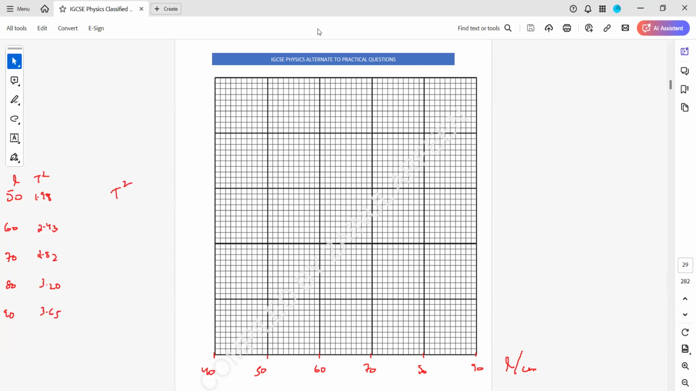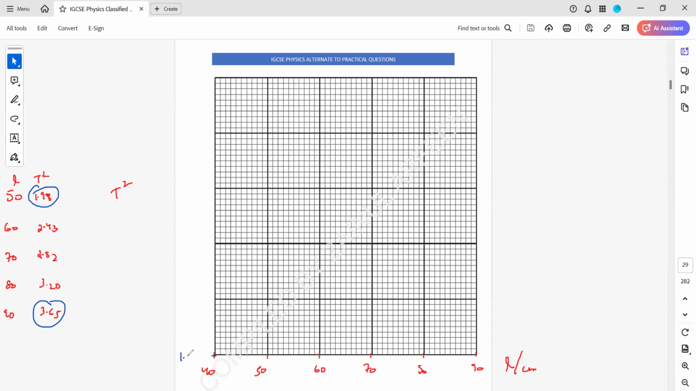For time squared, because on the y-axis we need time squared, as they did not mention starting the axis from the origin, you can start with any number. Our minimum value is 1.98 and the maximum value is 3.65. So if I start, for example, at 1.9, we can start with any number. If this was 1.9, then 2.1, it won't fit. We need to reach the maximum value, 3.6.